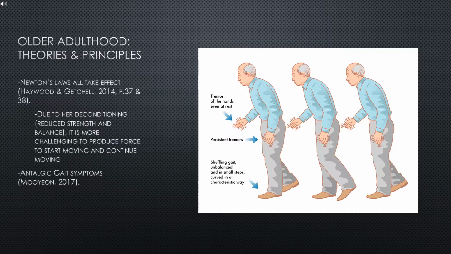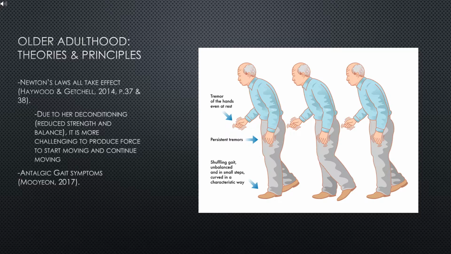And finally, moving on to theories and principles of this older adulthood gait. I thought that Newton's three laws were really huge and they all take effect here in this phase. Especially with the first one, that an object at rest wants to stay at rest until an outside force acts upon it. And when this elderly lady is at rest and getting ready to move, you can see that it takes her a minute to get up because of her lack of strength and different things like that.